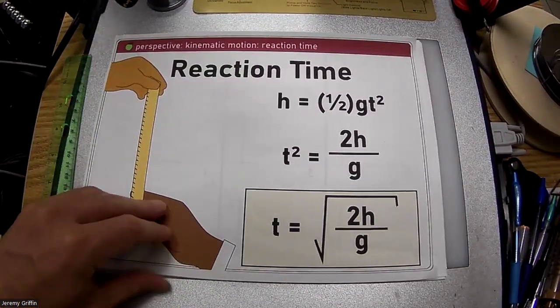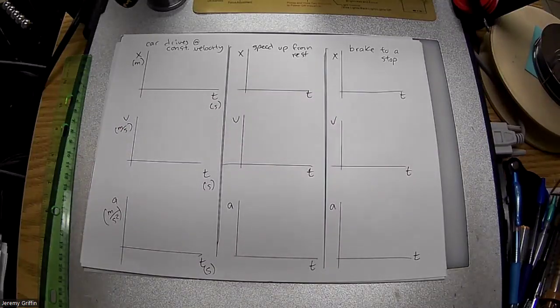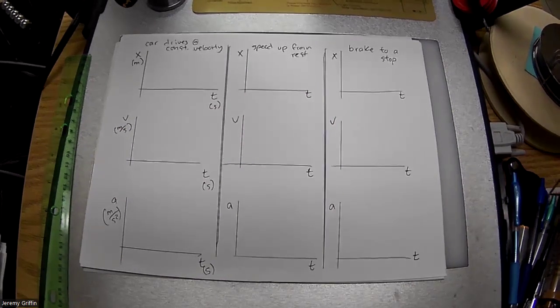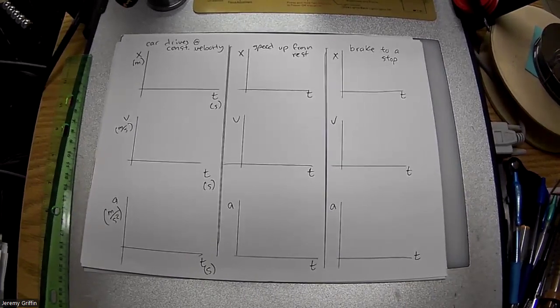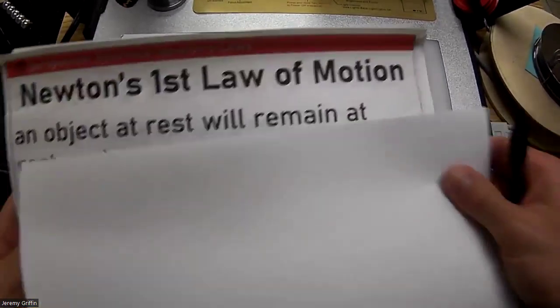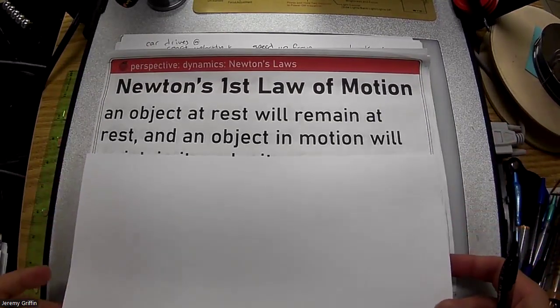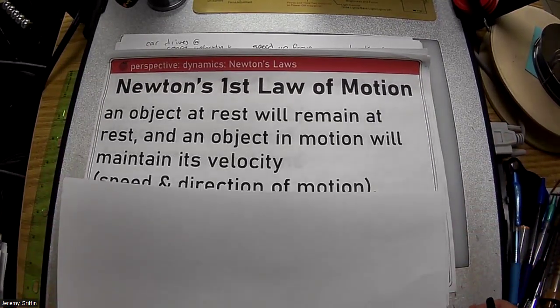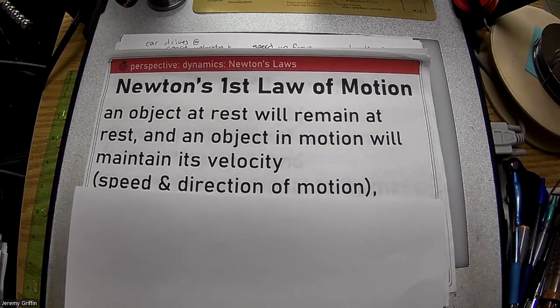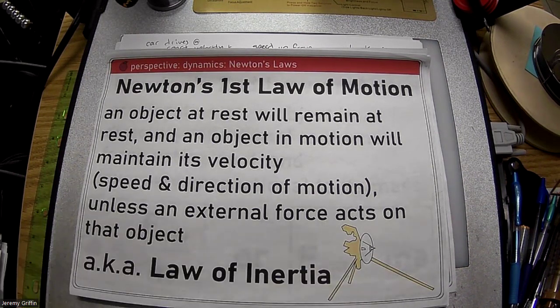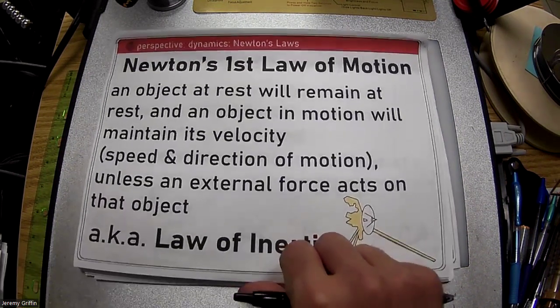Got some Newton's laws posters. Guys, what's Newton's first law of motion? Yeah, exactly. I hear you guys saying it. An object at rest will remain at rest. An object in motion will maintain its velocity, which has 2 parts to it, speed and also direction of motion, unless an external force is acting on that object. That's also called the law of inertia.